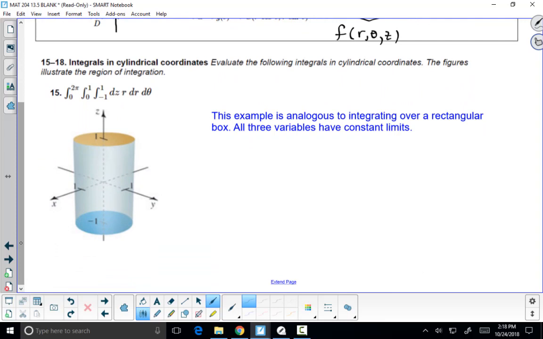So this is the simplest scenario where all three variables have constant limits of integration. It is equivalent to the rectangular box in rectangular coordinates. Because all three limits come from constant intervals, we have a solid object that's a cylinder. So let's integrate. First with respect to z, and if you look in here, there is no z, so we just get the length of the interval, which is 2.